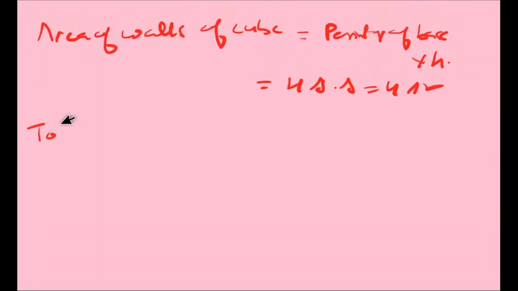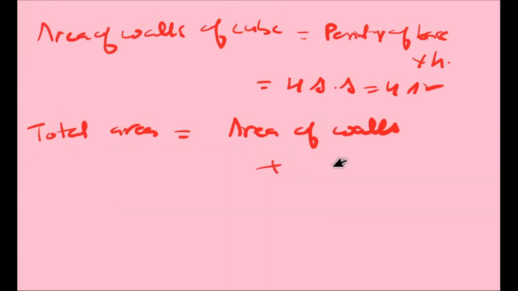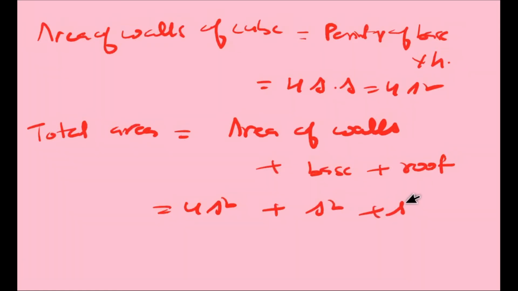Now total area equal to area of walls plus base plus roof. So 4 side square plus it is also side square, it is also side square, total is 6 side square. Right student? Note down all these formulas and learn them so that you can solve the questions. Now what about the diagonal?